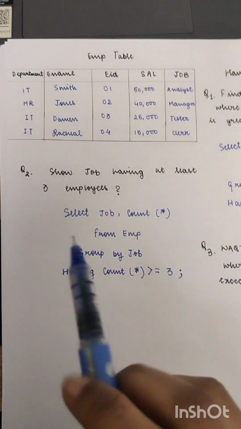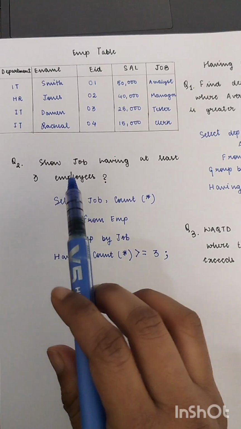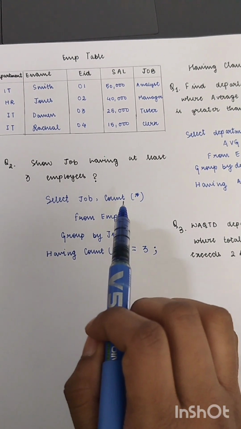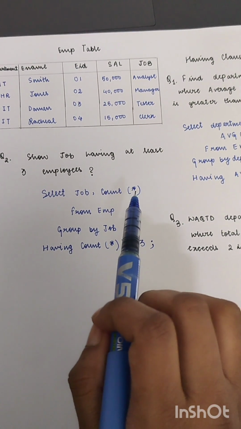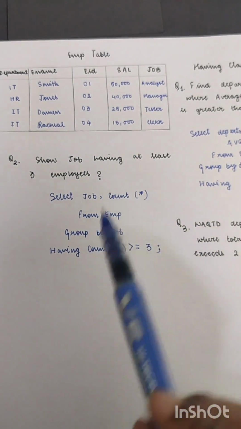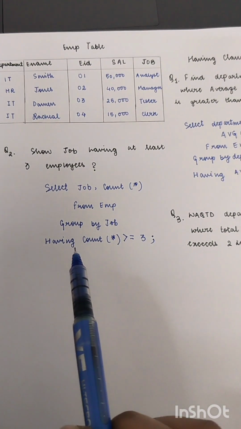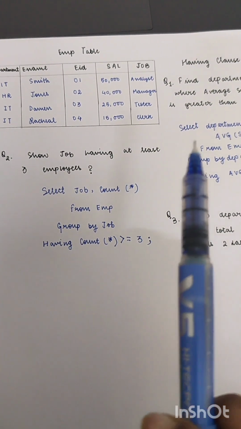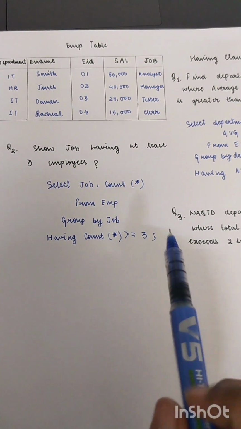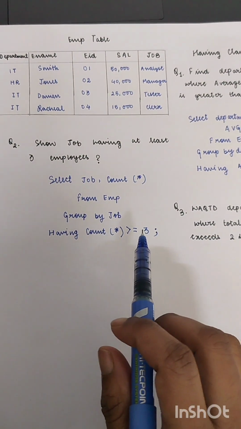Yeah. So let's see. Show job having at least 3 employees. Now select job because it's having job having at least 3 employees. Then count of the employees. Okay. So we are counting this. Star is used for getting the details of the employees from EMP table, group by job because job having at least 3 employees. So group by job having count which should be at least 3, so it should be greater than and equals to because it is having at least, so it should be equals to and greater than 3.